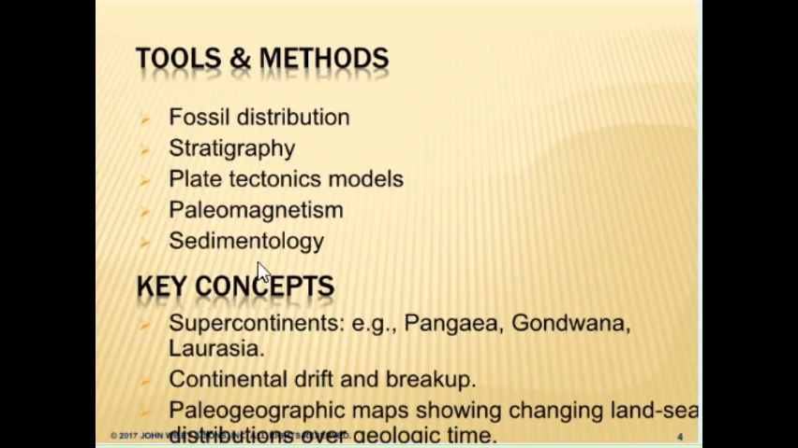And then the key concept about this is that in the past, we had a supercontinent called Pangaea. To the north, we had Laurasia. To the south, we had Gondwana. That's the main concept behind it. We started off with a supercontinent that began to drift over time to the present position. That's the main concept about the past geography as it relates to the present.